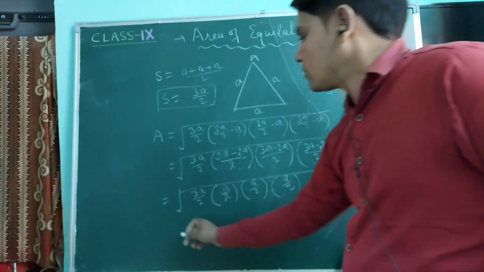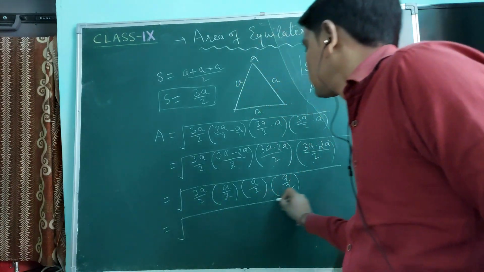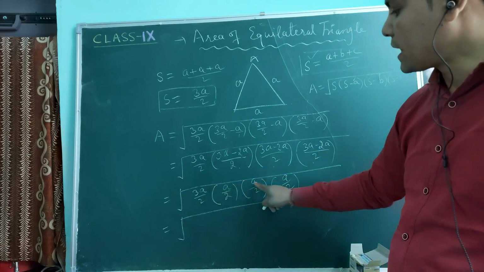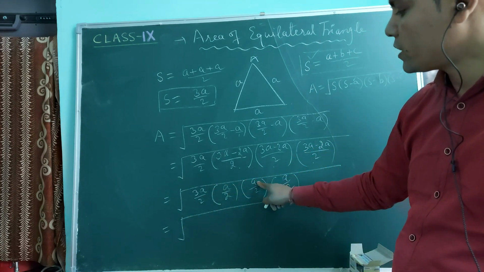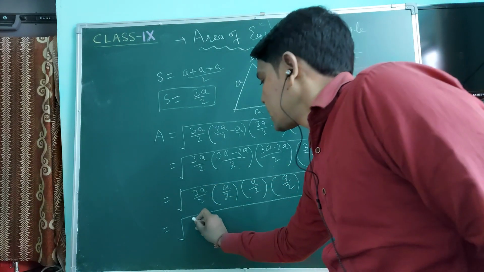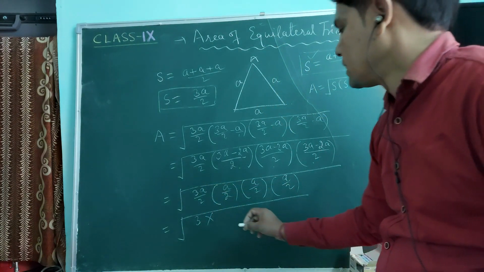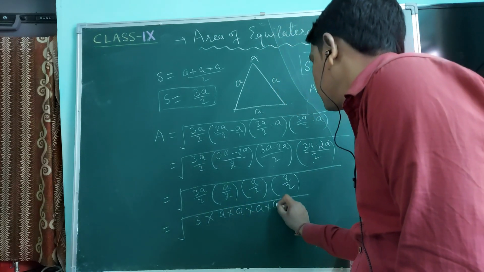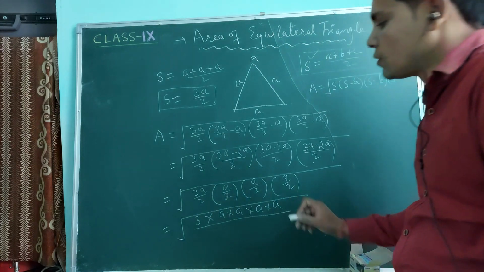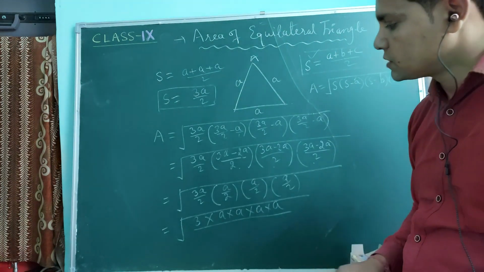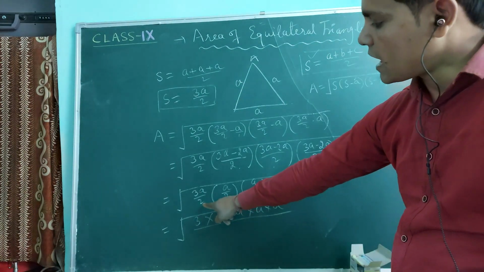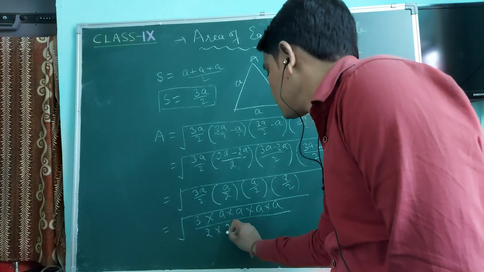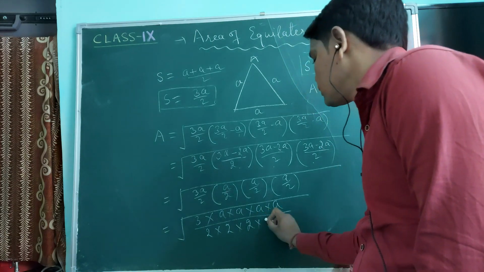Okay, now you can see there are 4 times a into a into a into a. So we can write in this manner, a is 4 times. We can make the pairs for solving this square root, and there are 4 2's in the denominator, 2 into 2 into 2 into 2.